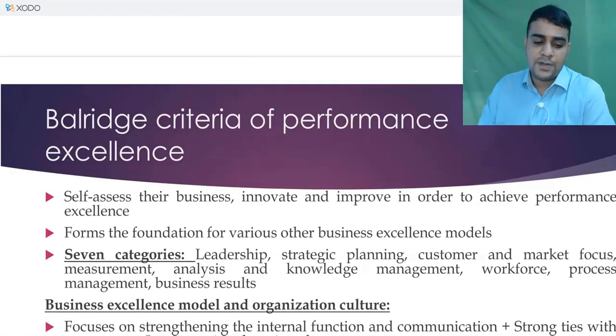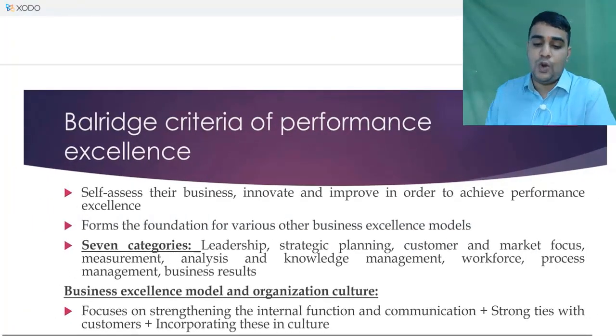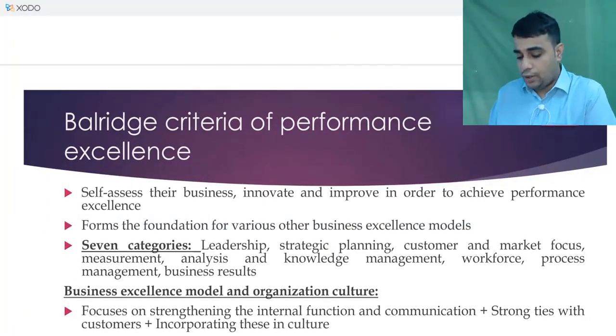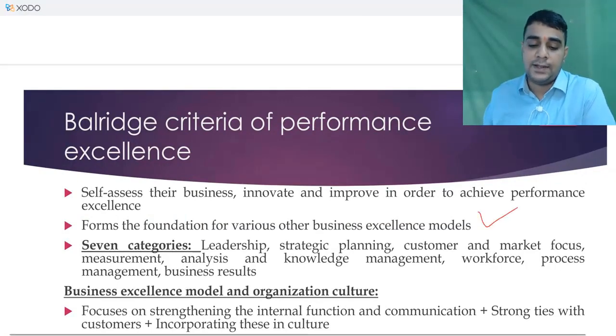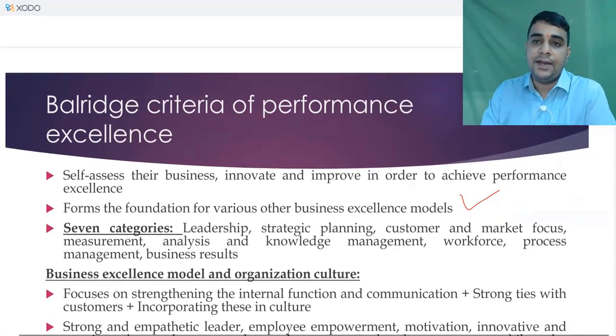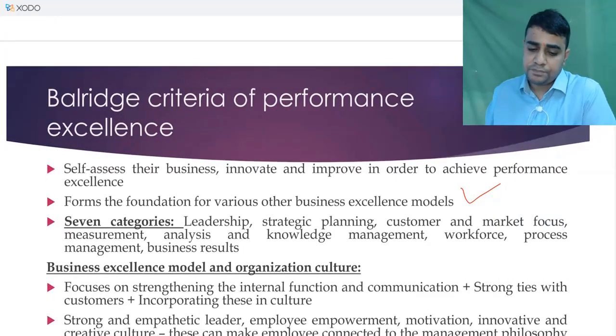Balridge criteria of performance excellence: self-assess their business, innovate and improve in order to achieve performance excellence, forms the foundation for various other excellence models. 7 categories: leadership, strategic planning, customer and market focus, measurement analysis and knowledge management, workforce, process management and business results.